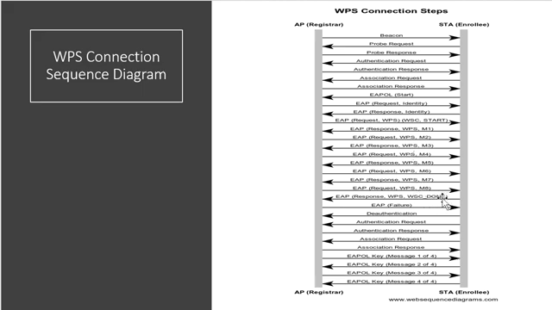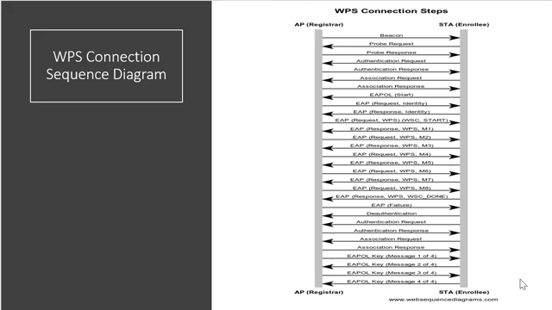Finally, when the enrollee says WSC done, then the EAP failure will happen. Then the deauthentication. Again the authentication and association, then the EAPOL key exchange will happen and the connection will be established. So this is the whole thing I explained to you.